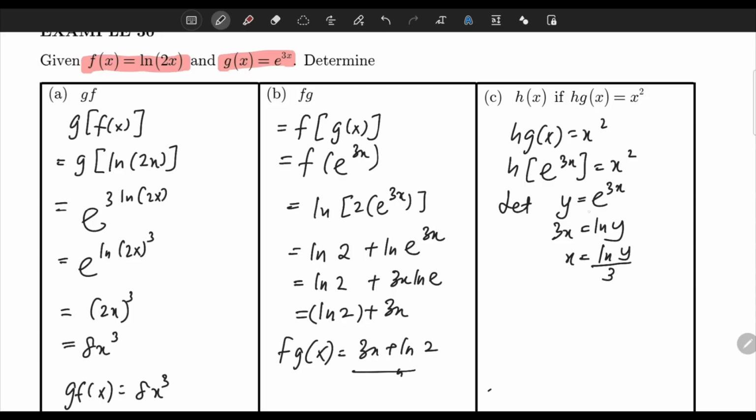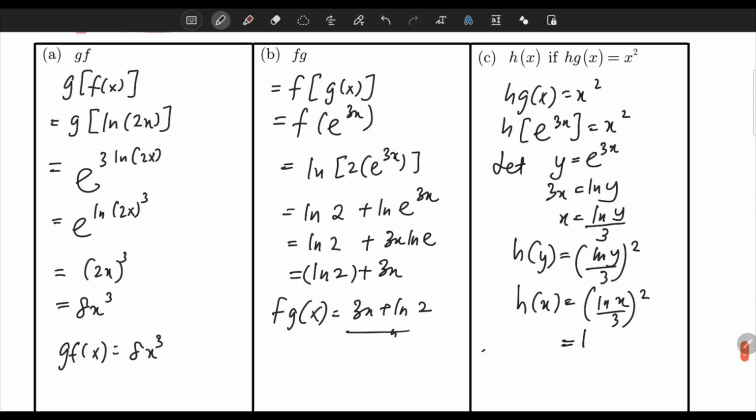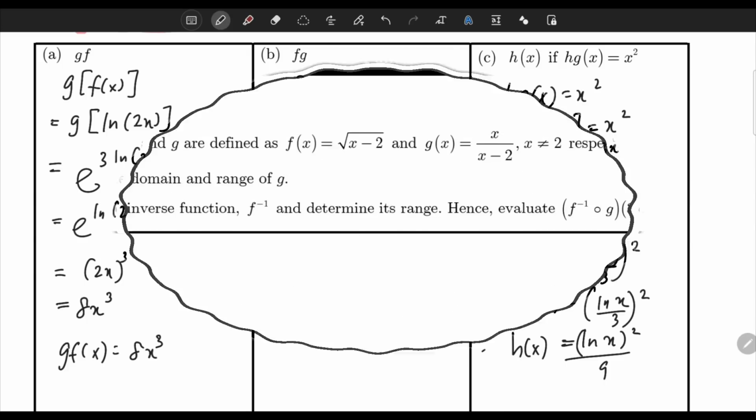So we're going to substitute now, so h(y) equals (ln y over 3) squared. So this is in terms of y, so we have to change it into x. So h(x) equals (ln x over 3) squared. So that will be (ln x) squared over 9. So that is your h(x).